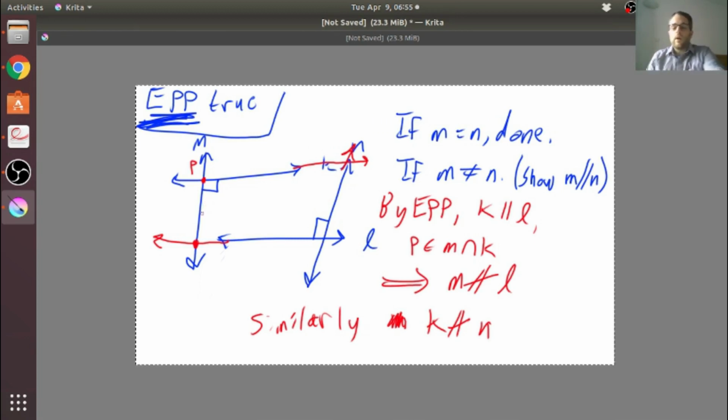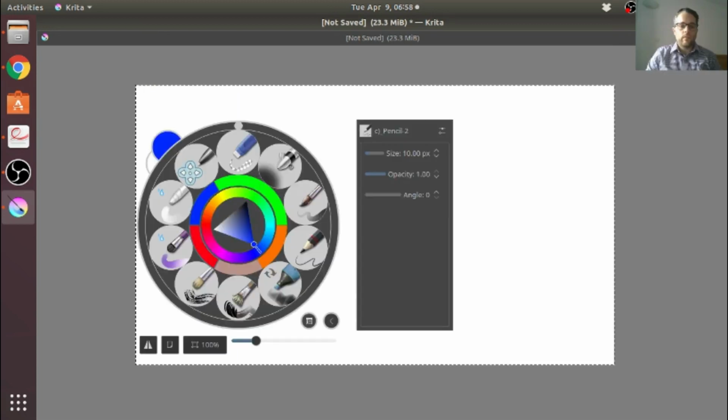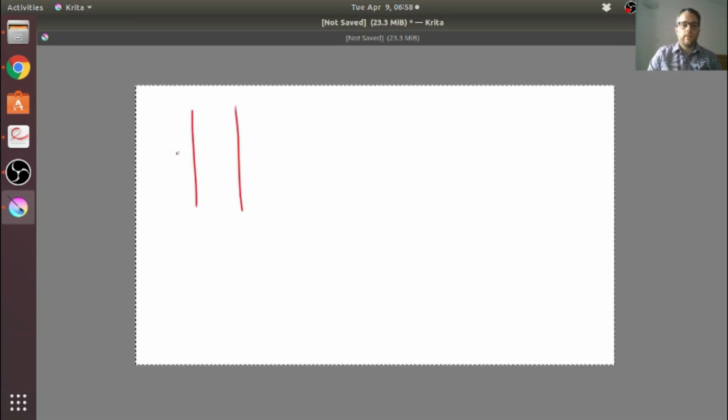So let me redraw my picture. What's the picture I have now? Maybe I can edit that out for the final video. So sorry, I'm restarting this. I just edited something out. Hopefully the editing worked. So I've got M, N, L, and K.